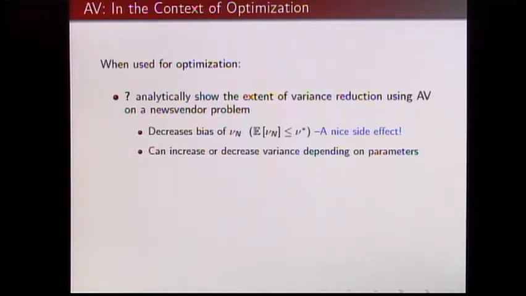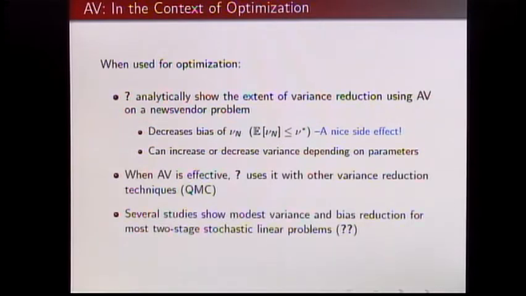And by the way, this side effect is observed for other variance reduction techniques. When I do variance reduction, I actually get the benefit of reducing my bias as well, all right? And there's a reason for that, and we'll discuss it a little bit more. But it can also increase and decrease the variance depending on the parameter, same thing. So you don't know sometimes what's going to happen. When it's effective, people have used it with other variance reduction techniques to make them better. And when we have monotonicity, it usually achieves modest variance and bias reduction, actually, all right, for some problems. So just to let you know.